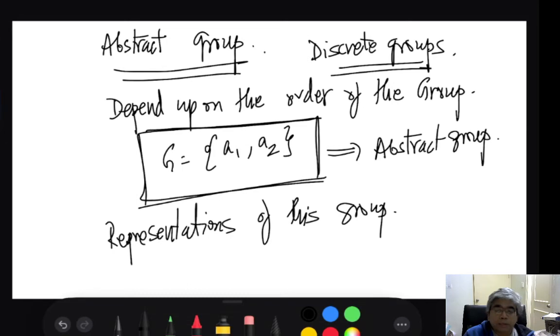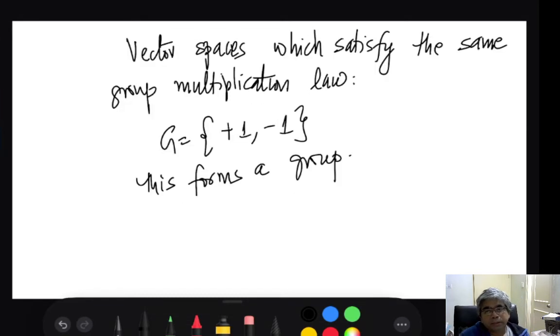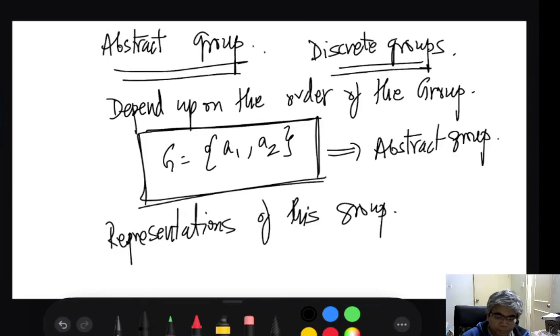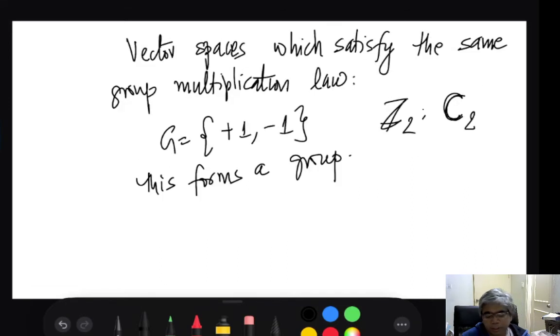But now you can have a representation. One example I gave you is G equal to plus 1, minus 1, which has the same properties as the group we have seen earlier. So this is a group of order 2. Let's call it Z2. Actually it's a Z2 group, also called a cyclic group. You can also have a cyclic group in this case.